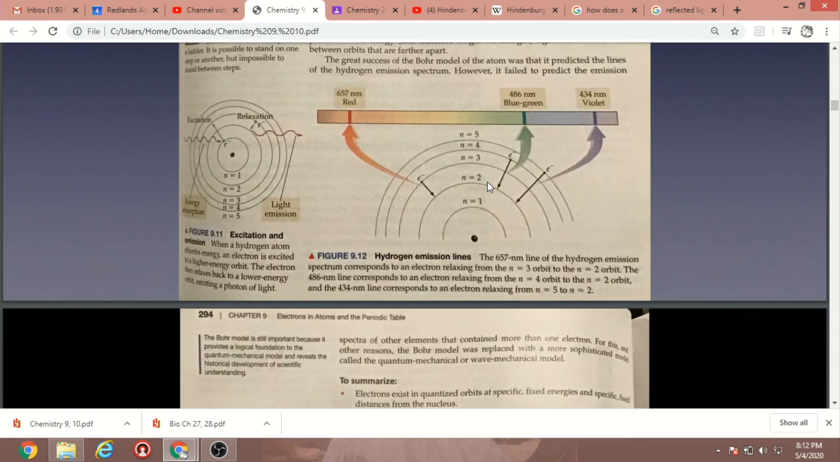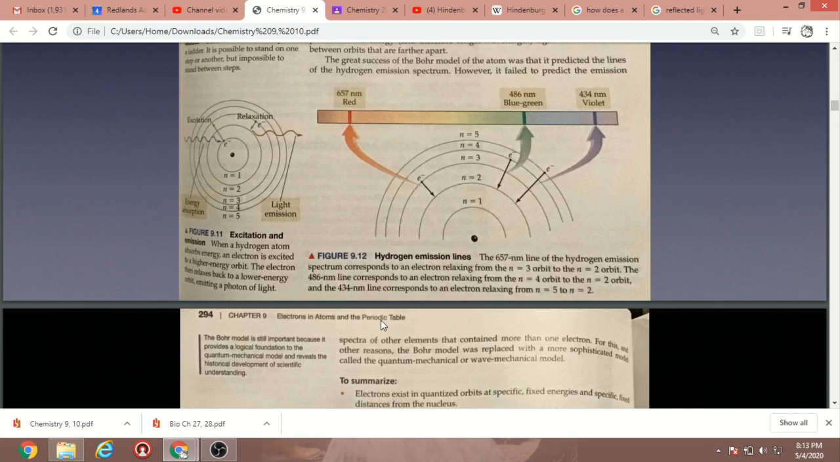All right. Now, the only thing that the Bohr model didn't do a great job at was explaining what would happen if the atom contained more than one electron. And so for this and other reasons, the Bohr model was replaced with a more sophisticated model called the quantum mechanical or wave mechanical model.